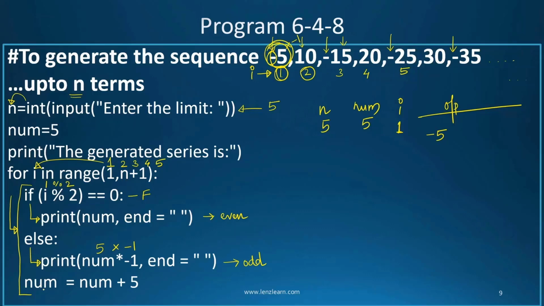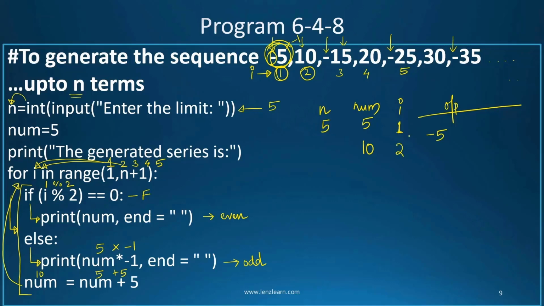Now I'll go to the last statement inside my for. The value of num is incremented by 5. So right now the value of num is 5. 5 plus 5, 10 will be stored into num. So the new value of num is 10. So now my control will go back to the for. Okay, so now the second value 2 will be loaded into i.